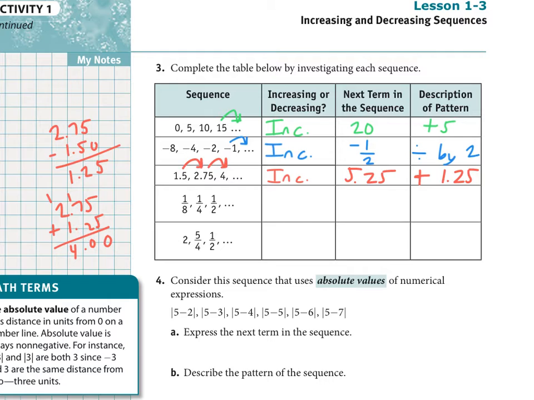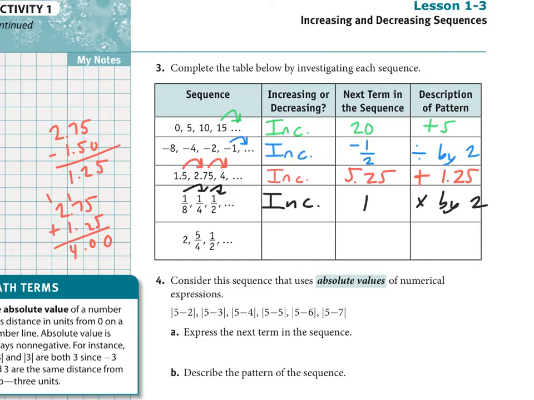All right, next one, we're going from 1/8 to 1/4 to 1/2. So those numbers are getting larger. We'll get more on fractions coming up soon, but those fractions are getting bigger, and it appears they're doubling, right? 1/8 to 1/4 to 1/2. So we are actually multiplying by 2. So from 1/2, if we times that by 2, we should end up with 1 full.